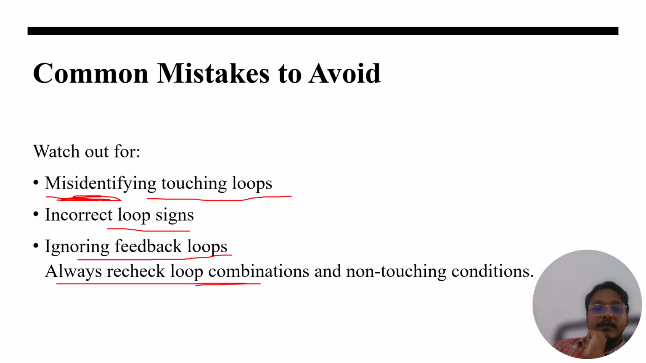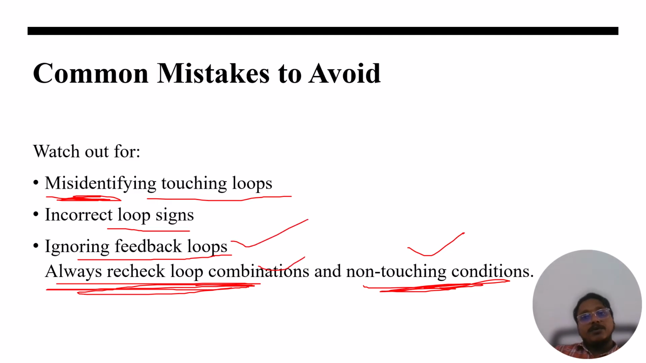Always recheck the loop combinations before finalizing, whether they are non-touching loops or touching loops. These things are very important when you are doing non-touching loop combinations. And don't forget the feedback loops. This way we can understand signal flow graphs. This is the final topic in module 1. Theoretically it is finished, so in the next one or two videos I will solve numerical problems to understand both block diagram representation and signal flow graphs easily. Thank you.